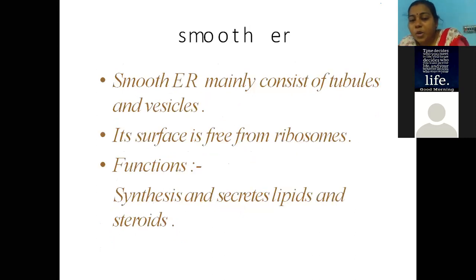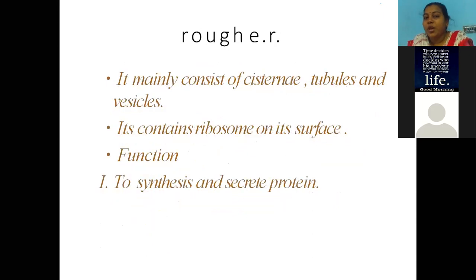First, let us talk about the smooth ER. It mainly consists of tubules and vesicles. Smooth ER only consists of tubules and vesicles. The surface is free from ribosomes, as it is involved in the synthesis of lipids and steroids.